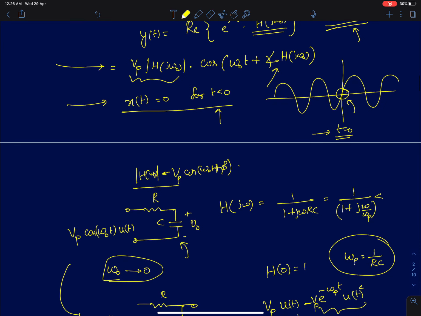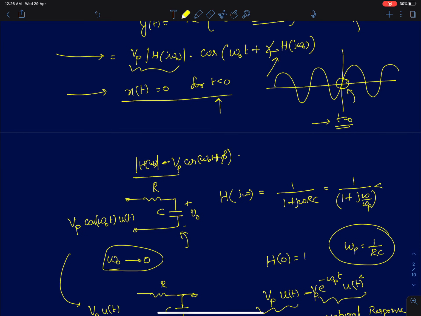So first I'll assume a left of plane pole, which is simply a simple first order RC circuit shown here. The frequency response is given by 1 by 1 plus j omega RC. The transfer function is 1 by 1 plus sRC. I'm going to call omega p here as 1 by RC. It's a left of plane pole system. Now our goal is to find the output when I feed an input of this type, Vp cos omega naught t into u of t. If it was just Vp cos omega naught t, we already know what the output is.